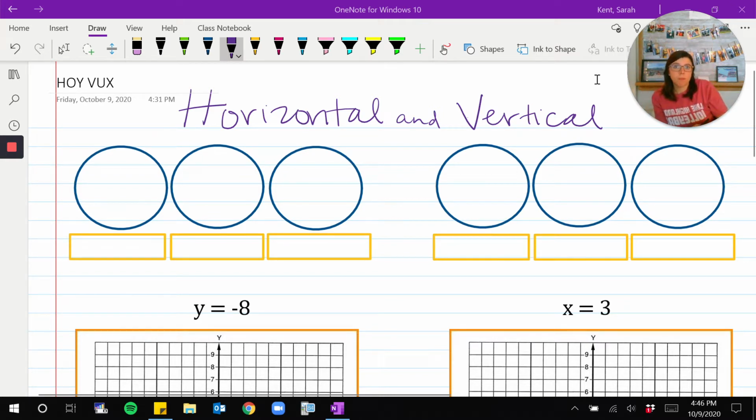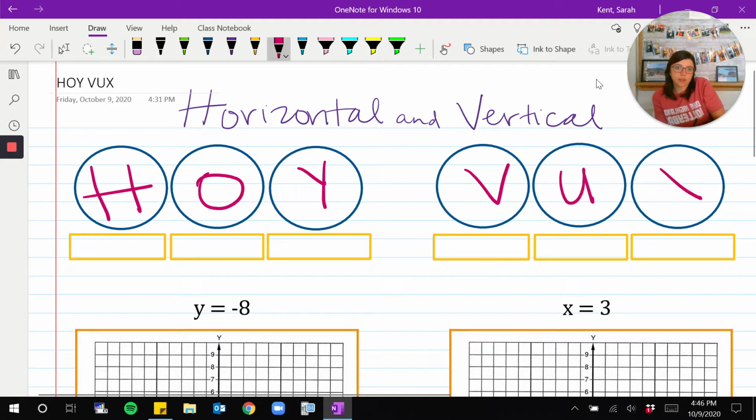So to help us remember what we're looking at with horizontal and vertical lines, we've got a funny little word. And that word is HOYVUX. So what this helps us remember is which line is horizontal, what the slope is, and what the equation looks like. So if we start with hoy, the H tells us this is a horizontal.